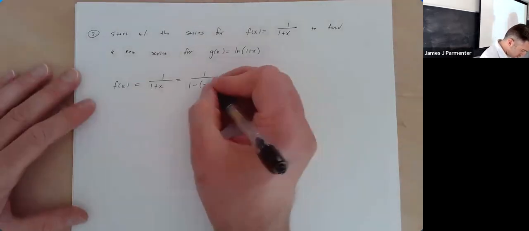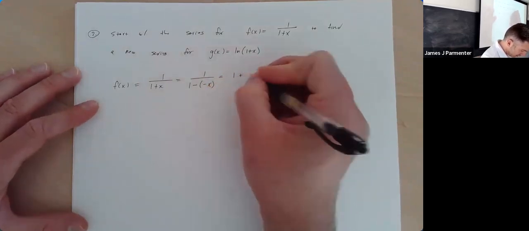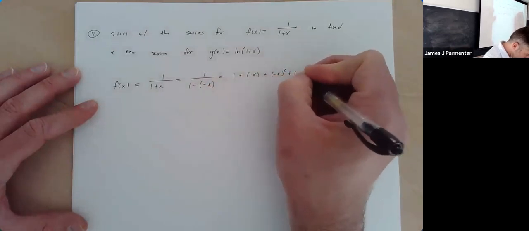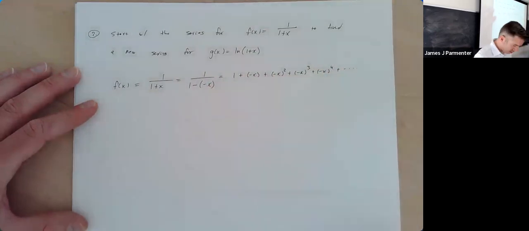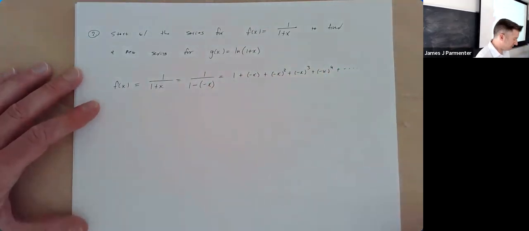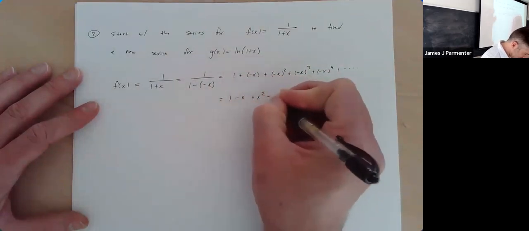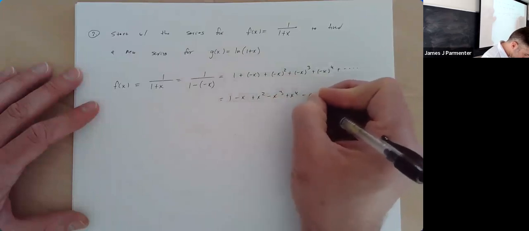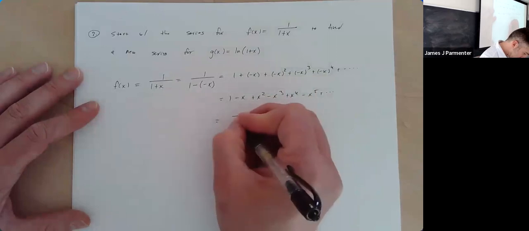So here, 1 over 1 minus my ratio is just going to be my first term plus my first term times my ratio plus my next term times my ratio, and so on and so on and so on. Which I would probably drop the parentheses and just write it as 1 minus x plus x squared minus x cubed plus x to the 4th, et cetera. And then we can write that as the sum.